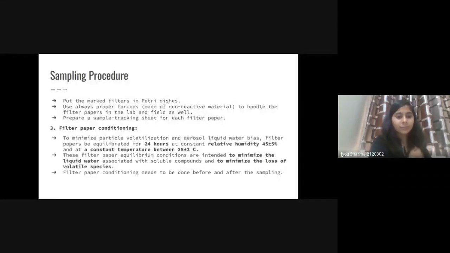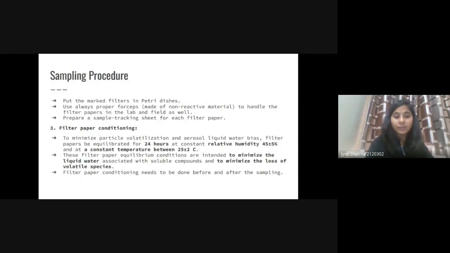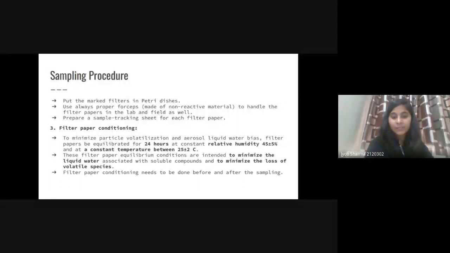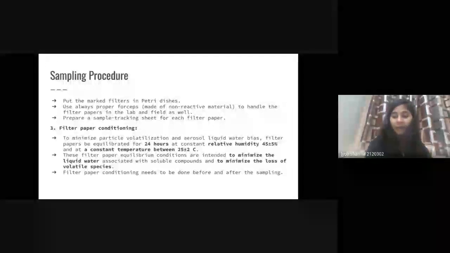So the first step was the procedure. In that procedure, you first have to select the kind of filter that we want for particulate matter 2.5. Then, if we have the filter, we have to do the conditioning of the filter paper, right? As we already told, the purpose of conditioning is to minimize the liquid water associated with the soluble compound and to minimize the loss of the volatile species. So we have to do the conditioning before and after the sampling.